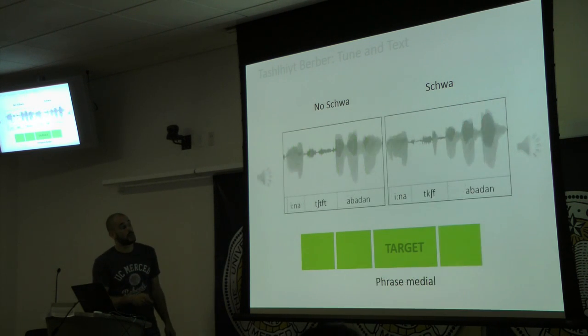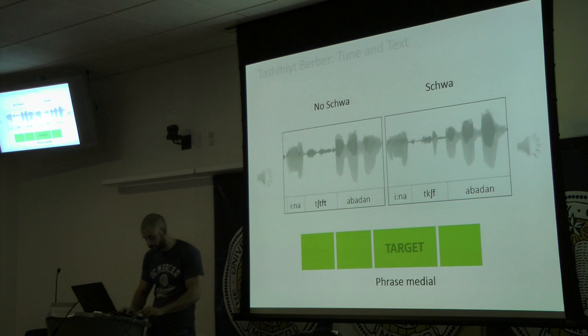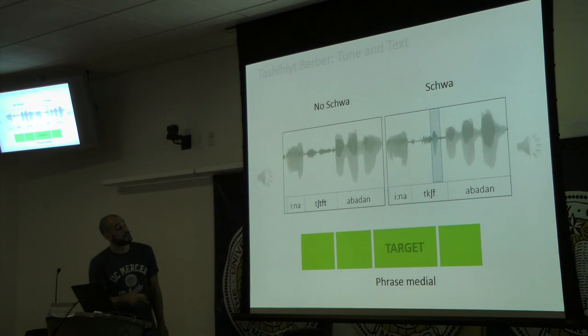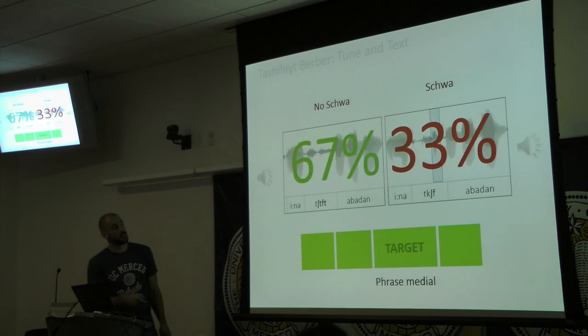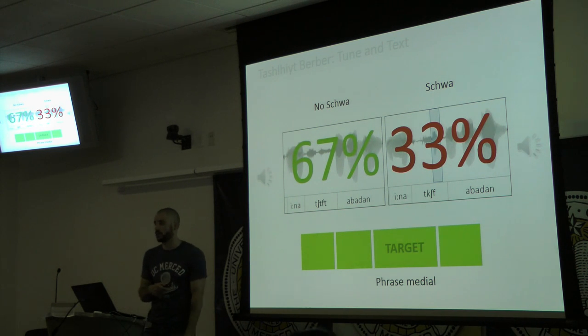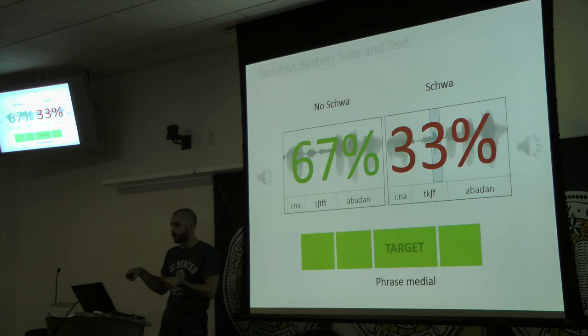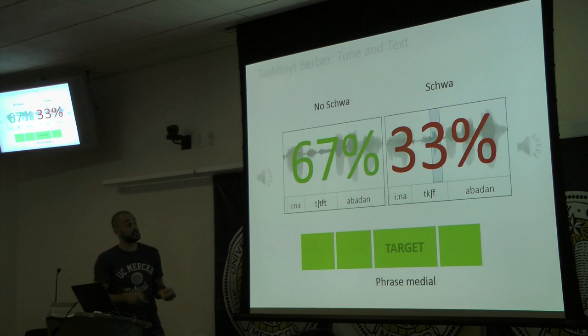If we compare that, however, to cases in which the voiceless word is inserted within the phrase, in which a word is actually following, this version is without a schwa. And this one is with a schwa. Tiny little schwa there. You find that the predominant pattern is not to have a schwa. So in 67% of the cases, you do not find schwa in this environment. So there's a strong asymmetry with regard to the target word and the phrase position. And we will get to that in a bit.